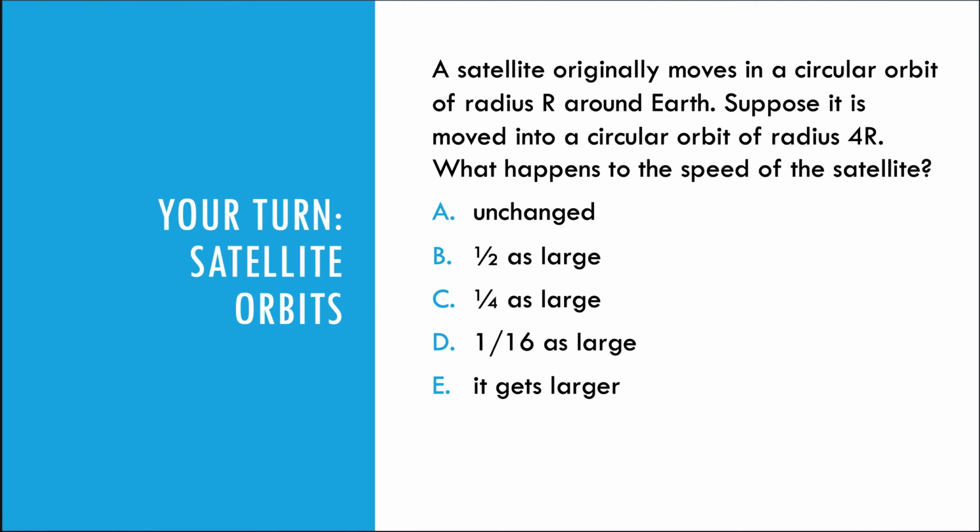Let's look at one question. A satellite originally moves in a circular orbit of radius r around Earth. Suppose it is moved into a circular orbit of radius 4r. Then what happens to the speed of the satellite? Go ahead and try to do it on your own.